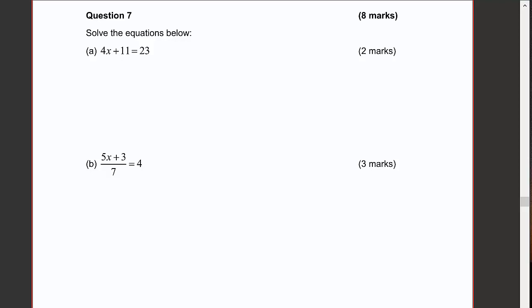So of the equations below, 4x plus 11 is 23. So start by subtracting 11 from both sides. Don't forget you can actually use a flowchart. I'll do that just for this first one actually.